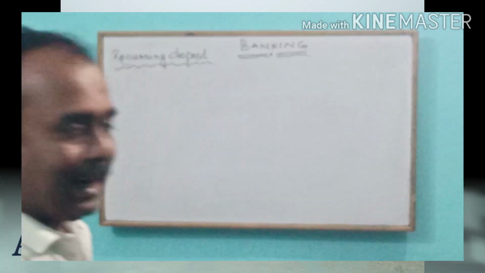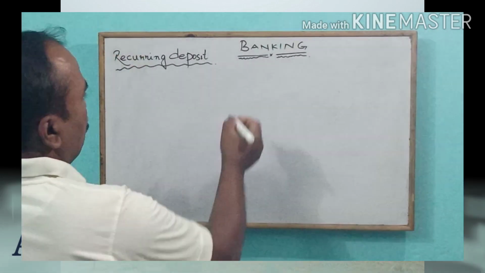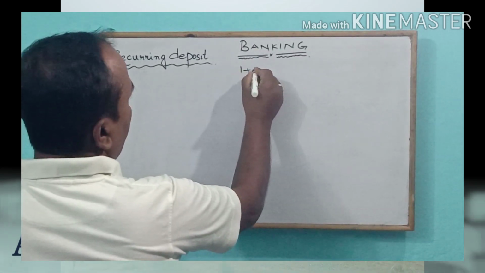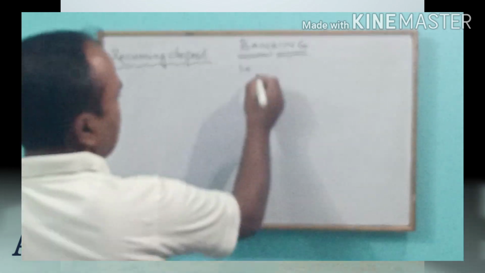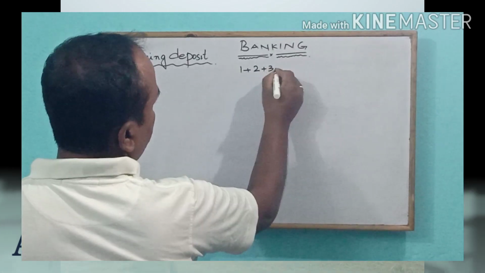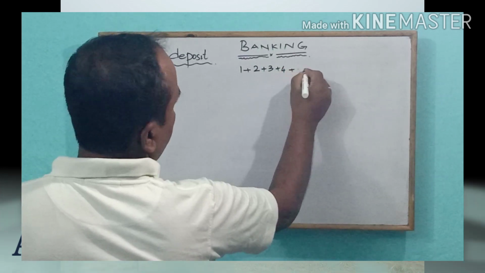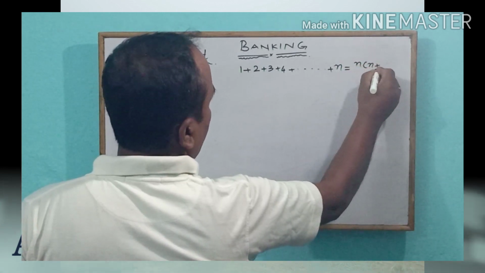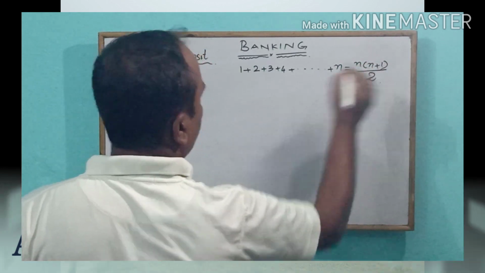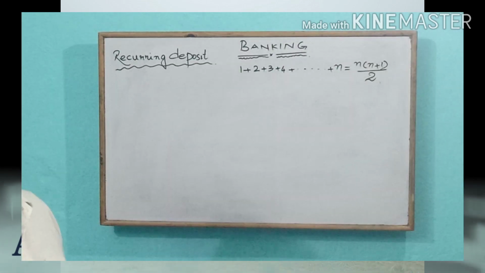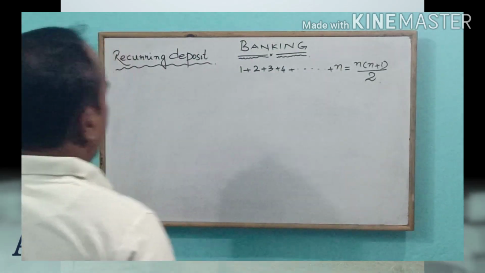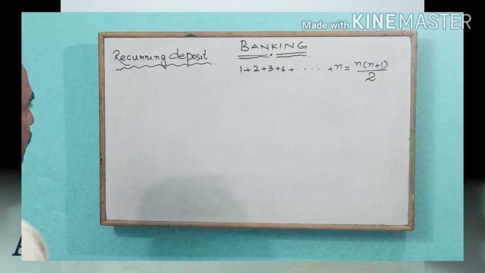Before understanding the calculation of interest, we should know this formula: the sum of the first n natural numbers is given by n into n plus 1 by 2. This is the formula for adding the first n natural numbers. Now, let us come to the interest part.